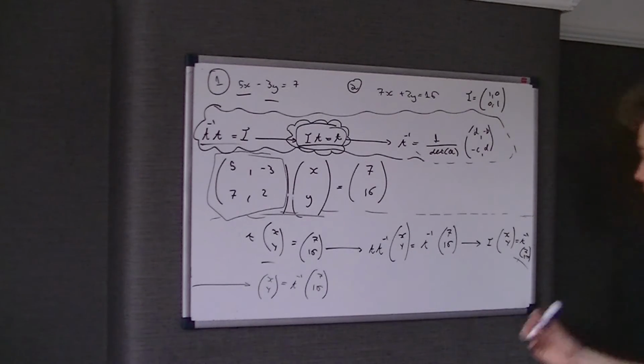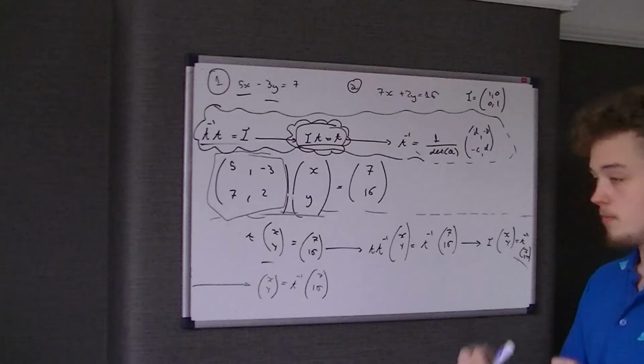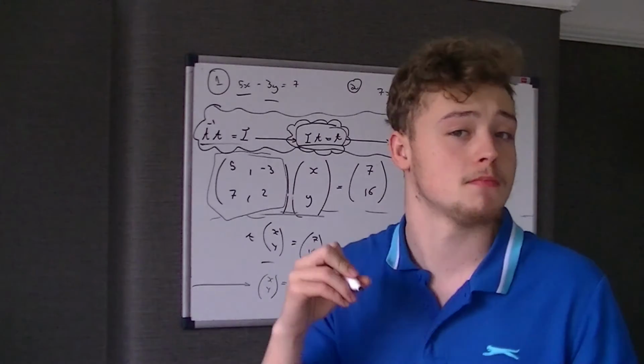Okay, so the inverse matrix of A is 1 over the determinant of A. Now, what is the determinant of A? Well, it's 5 times 2, take away 7 times minus 3.